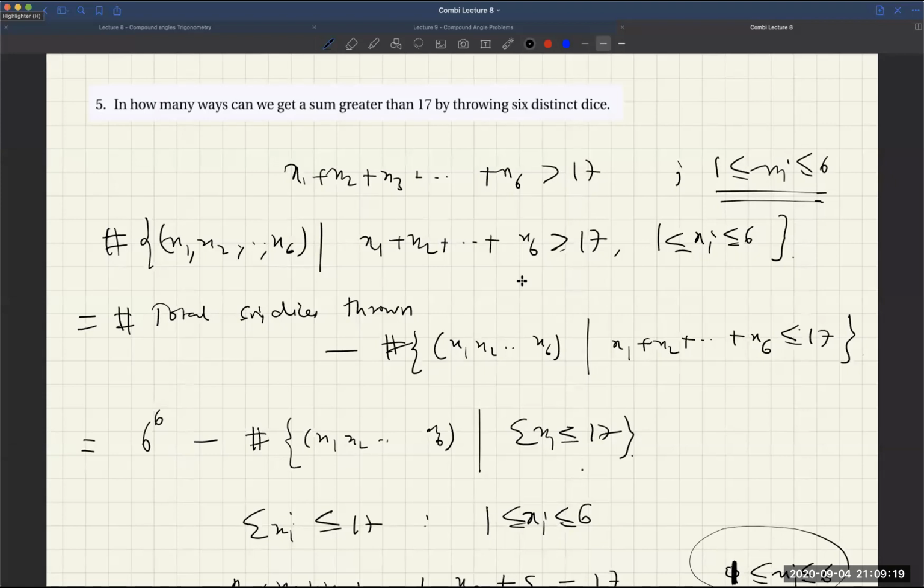Yes, sir. Then it should be less than equal to 17, no? So why should it be equal? Because they have said some greater than 17 is what is asked in the problem. So greater than 17 means it is greater than equal to 18. So complementary case will be less than equal to 17. Okay, sir. Correct, no? Yes, sir. Makes sense? Yes, sir.